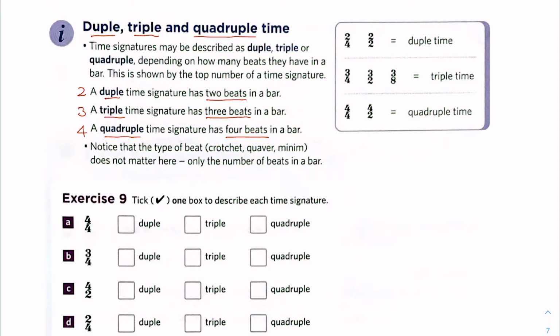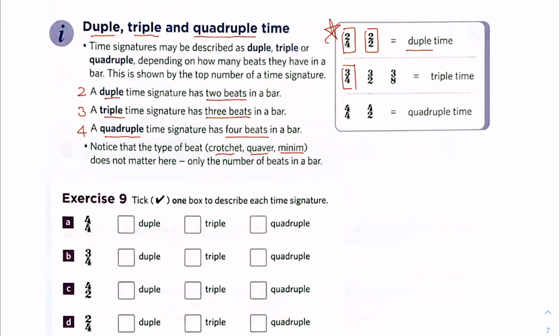Notice that the type of beat, crotchet, quaver, or minim, does not matter here. Only the number of beats in a bar. So we are just focusing on the top number. And the bottom number, whether it's 4 or 2 or 8, it doesn't matter. Let's look at the box here. Here we have 2/4 time and 2/2 time. What they have in common is that both of them have a number 2 as the top number. So when you see number 2 as the top number in a time signature, it is a duple time.